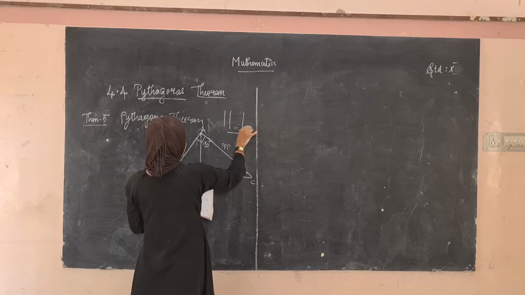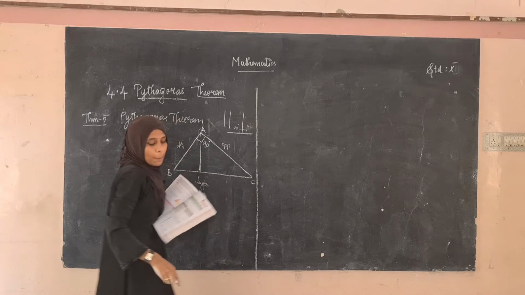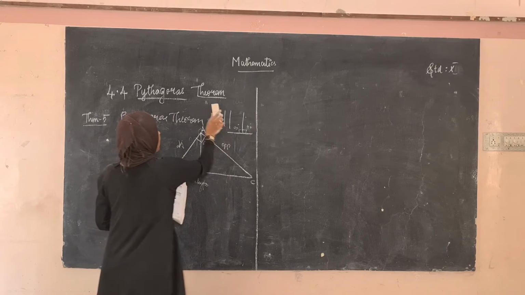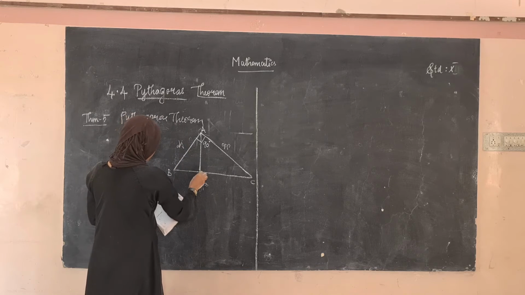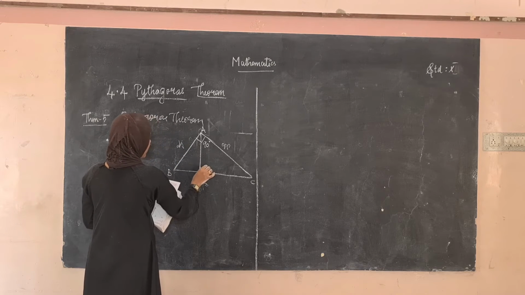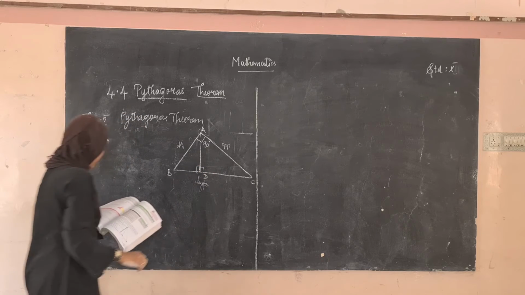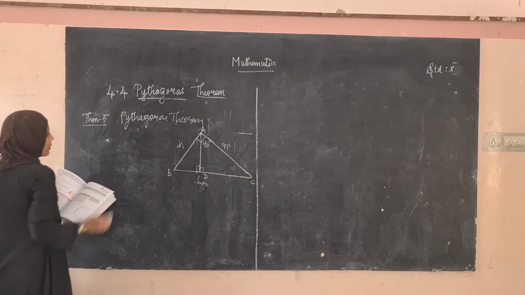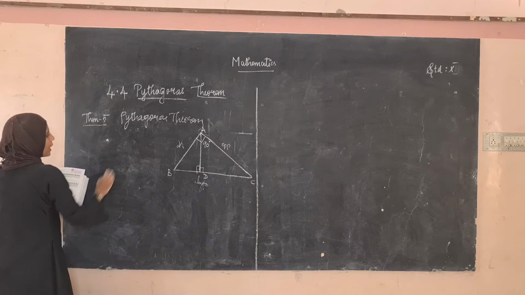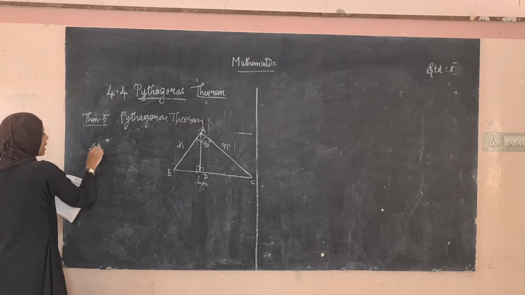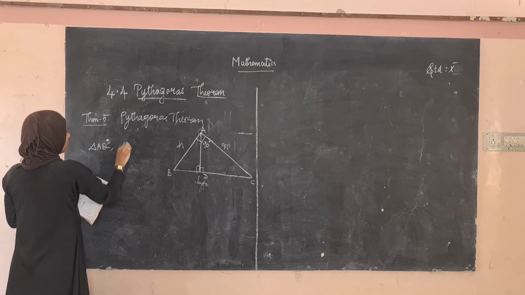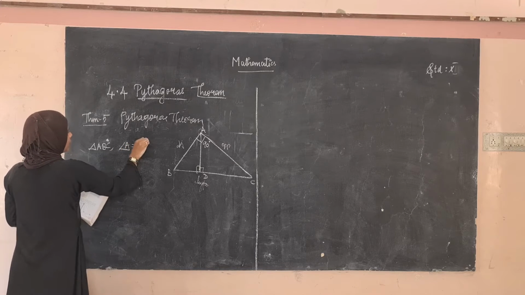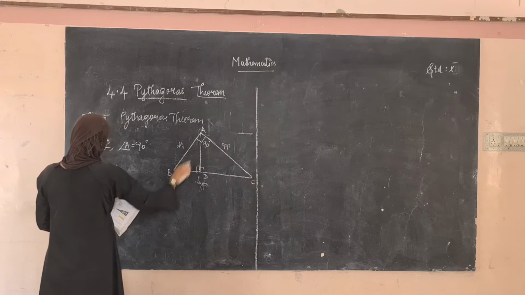This is 90 degree and this is 90 degree. This is said to be perpendicular. So we are drawing a perpendicular line to BC. Let this be D. Okay, so this is 90 degree, this is also 90 degree. In your book they have given triangle ABC where angle A is equal to 90 degree. This is a right angle triangle.